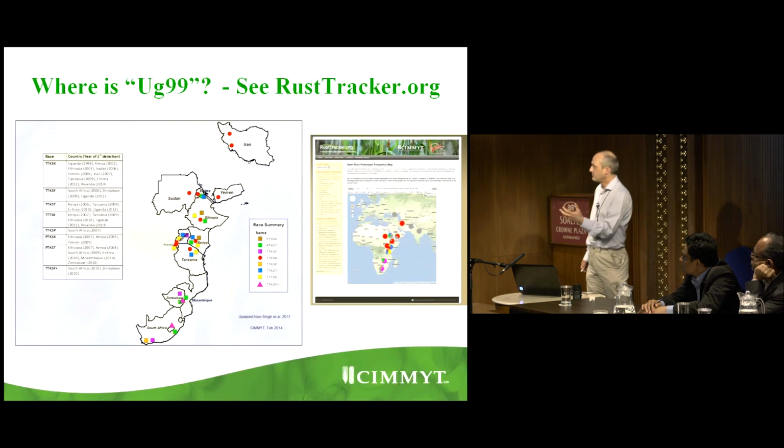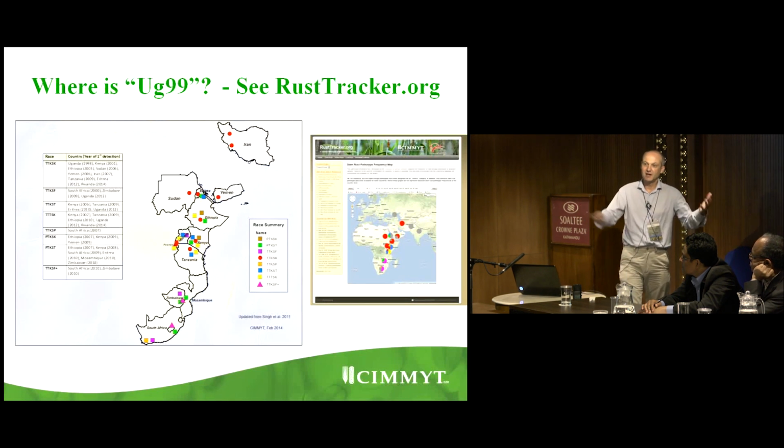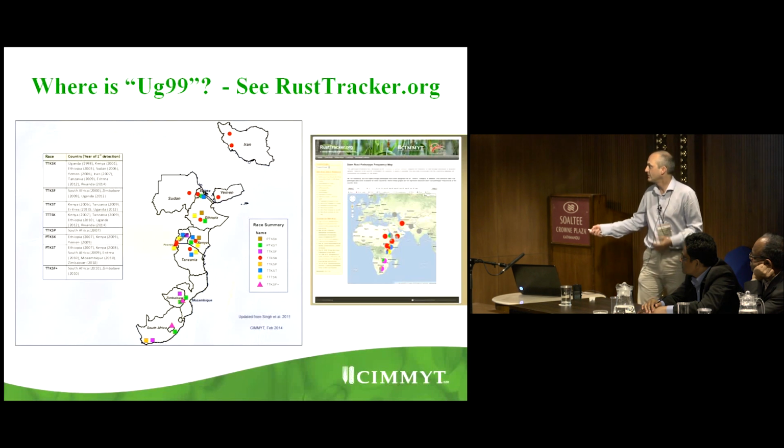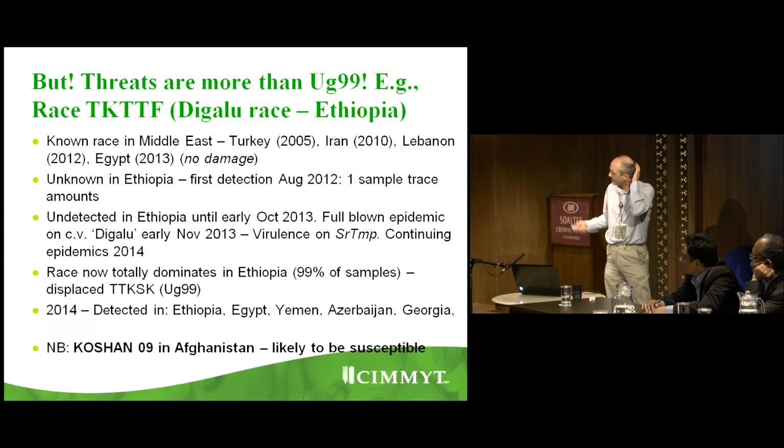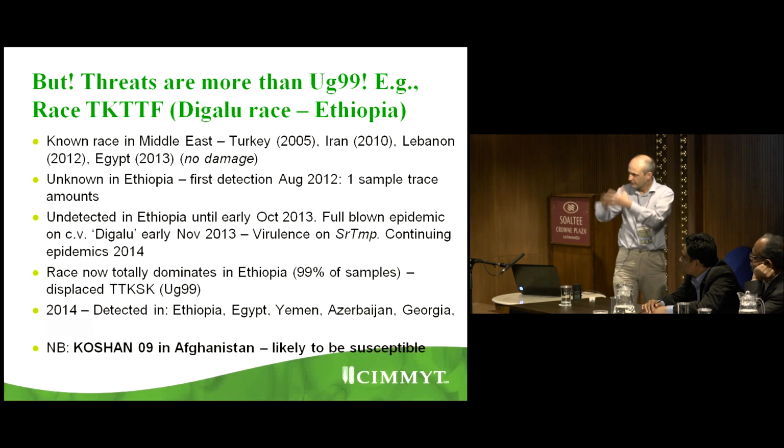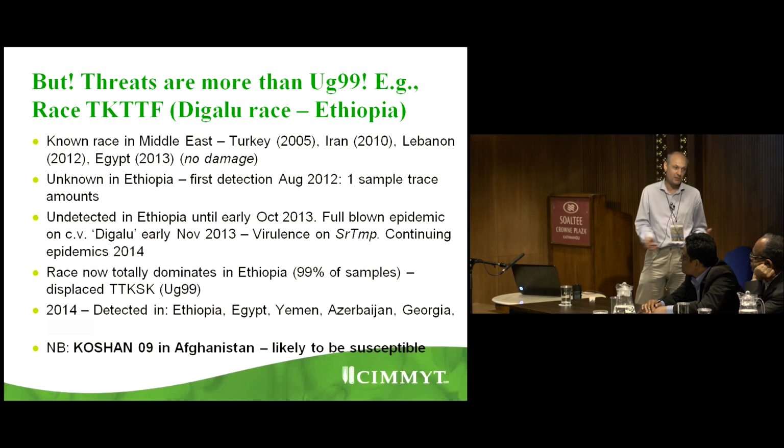So, people often ask, well, where is UG99? How is it spreading? Well, again, we try and keep the information up to date on Rust Tracker. So all the confirmed reports of UG99, this is where you would go and look to find that information. But as I mentioned at the beginning, all of this was basically put together because of UG99. But now, because we've got a functional system, we can pick up other important things as well.